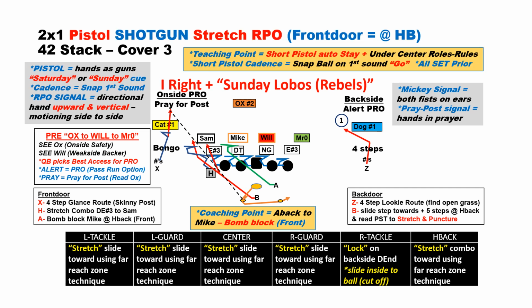We can also go into our pistol set. We simply use our short pistol signal. That acts as a stay call, so now the quarterback will stay in the shotgun, the back will move into the pistol set, and everything stays exactly the same. As we like to do with our short pistol, we chunk together a short cadence. We're going to go on the first sound, so we use a Saturday or Sunday cue, and now the quarterback, once everybody's set, will just go ahead and go, and we're off.